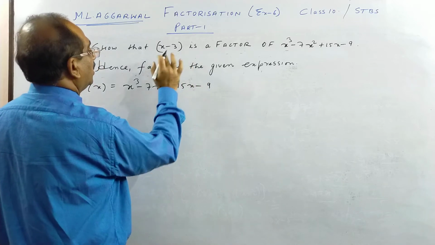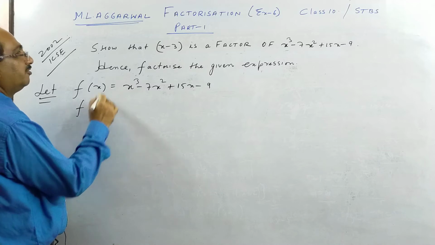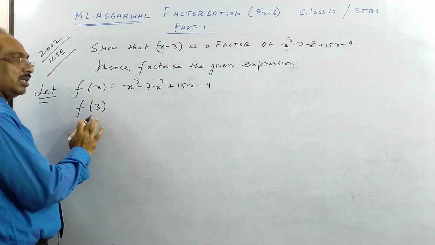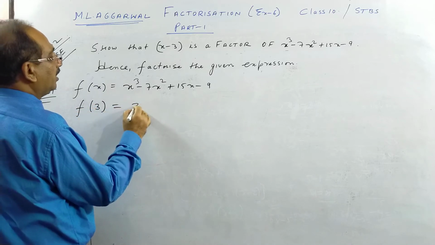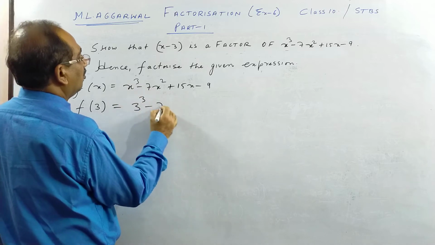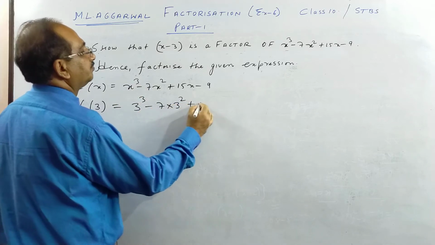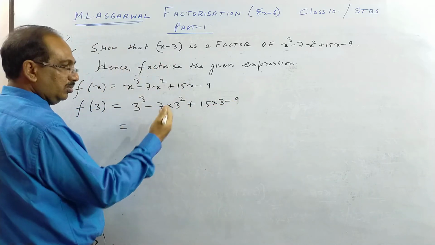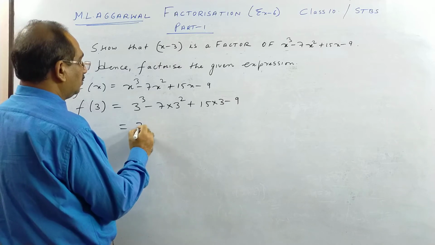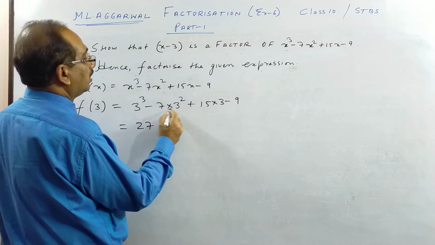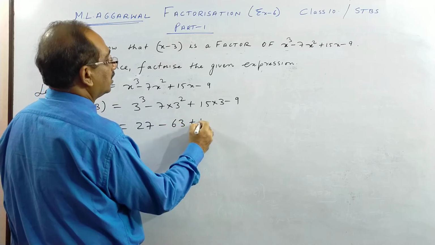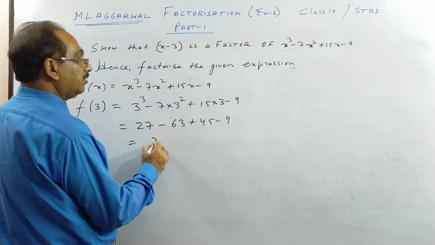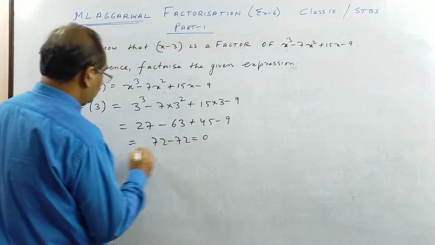When x minus 3 is a factor, we take f(3). If it is minus 3, we take plus 3. If it is plus 3, we take minus 3, by the factor theorem. Everywhere we have x, we put 3, children. Since it says it's a factor, we have to show the remainder is 0. So 3 cube is 27, 9 sevens are 63, plus 45 minus 9. You will get 72 minus 72, which is 0.